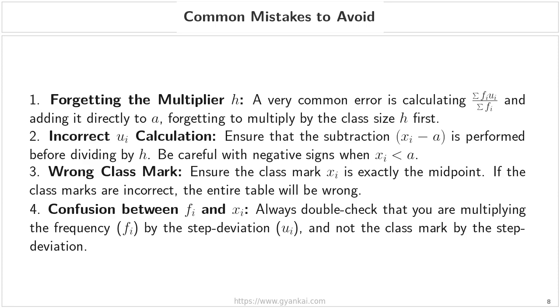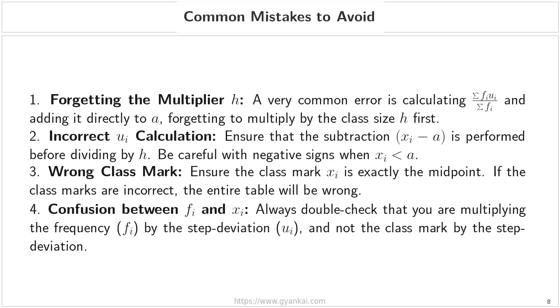Finally, do not confuse your frequency, f sub i, with your class mark, x sub i. When you are filling out the final column of your table, you are looking for the product of the frequency and the step deviation, which is f sub i times u sub i. It is easy to accidentally multiply the class mark by the step deviation instead. Always take a moment to verify which column you are pulling your numbers from.